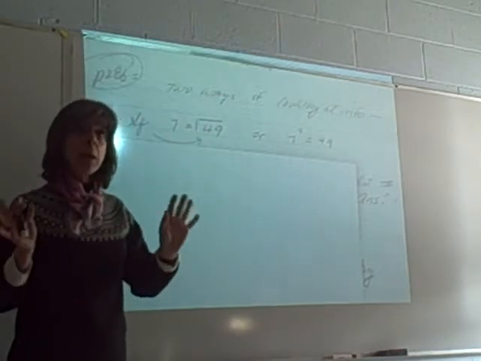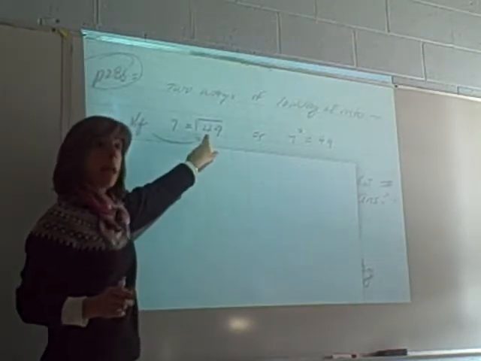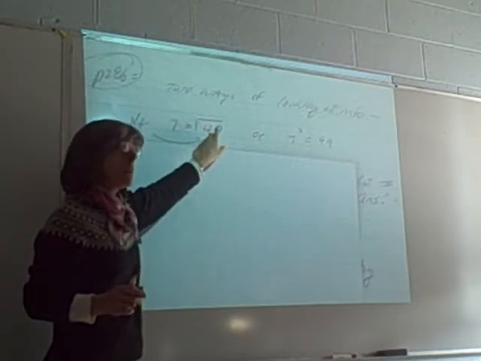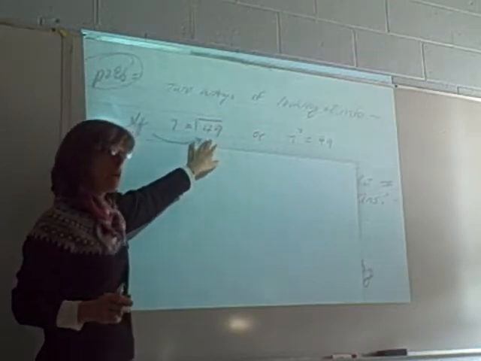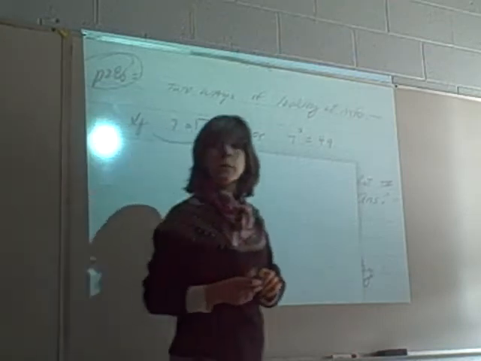Okay, so we're going to be able to go back and forth between looking at a number under a radical symbol. So we say, what is the square root of 49? And we know the answer is 7. Or we could say 7 squared is equal to 49.